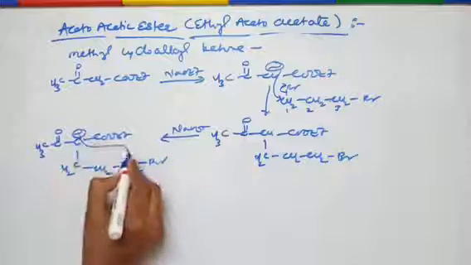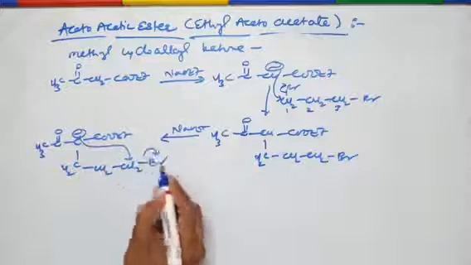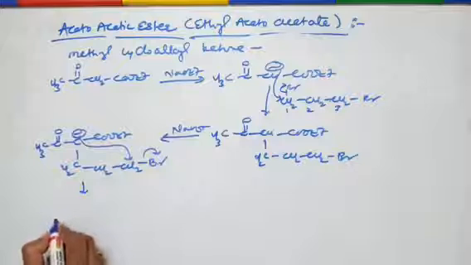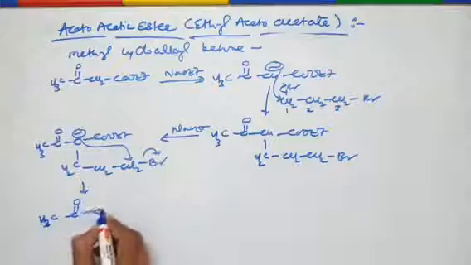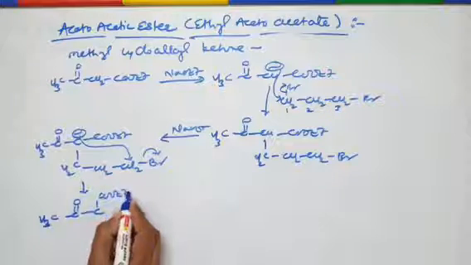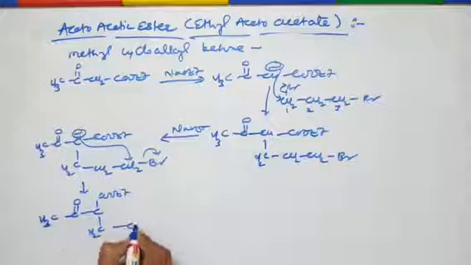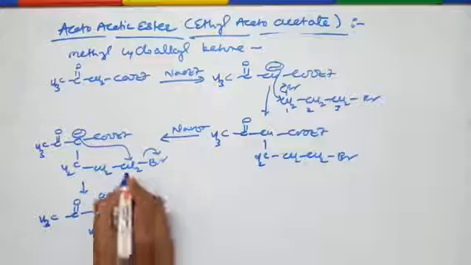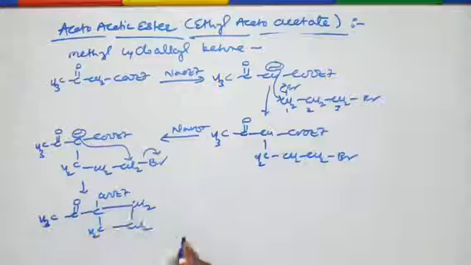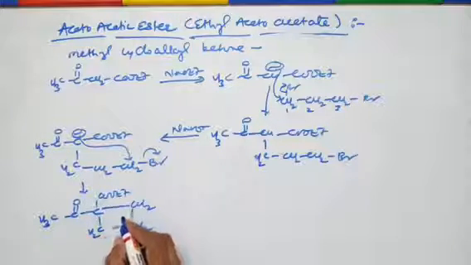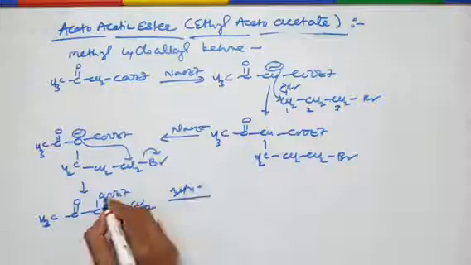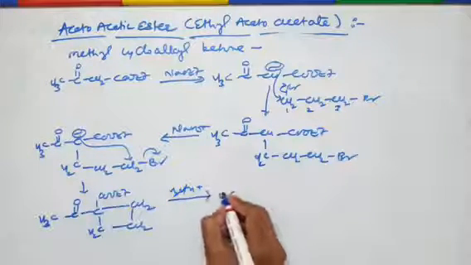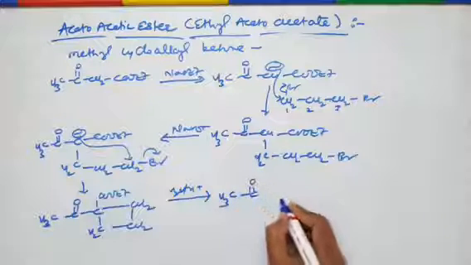So it is going to attack on this carbon, bromine leaves, and you get the cyclic product CH3, C double bond O, C. Now this C forms bonds with the CH2, CH2 and this CH2. So you get the 4-membered ring here. Then the next step is hydrolysis. After hydrolysis, the ester gets converted into COOH.